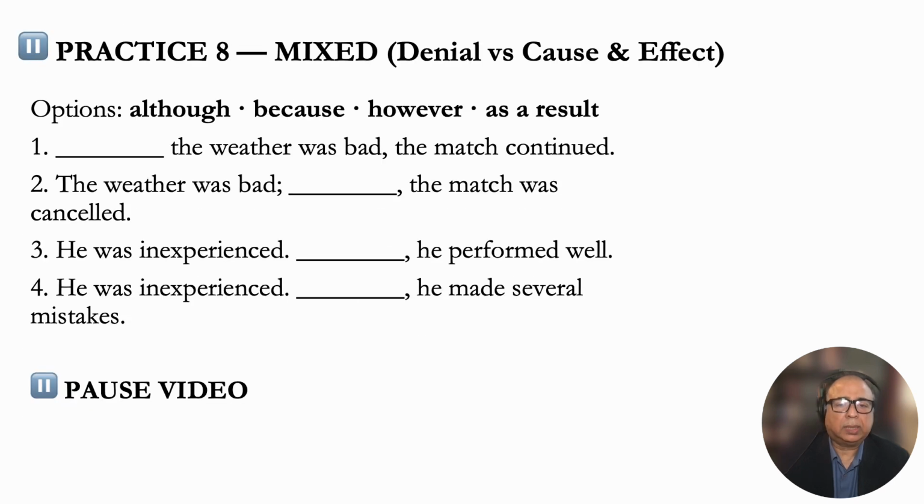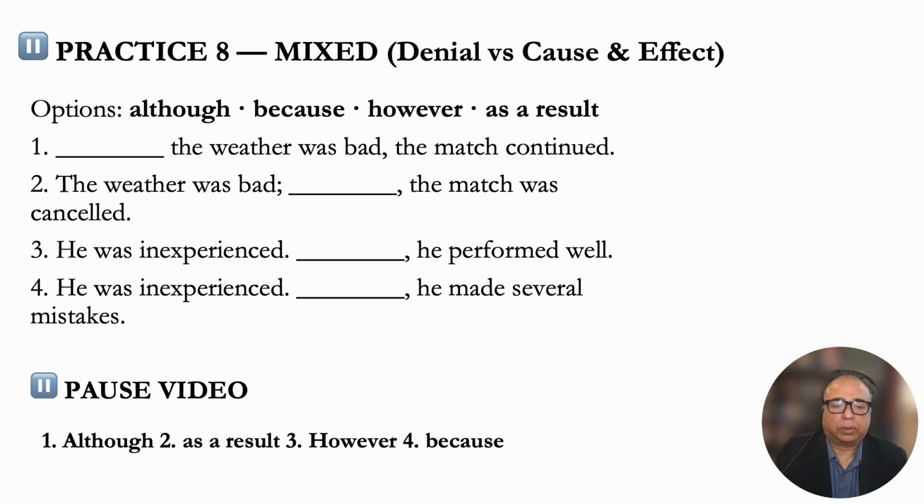Okay. Now we learned denial of expectation and we learned cause and effect. How about using both of them? This is a real test of your knowledge. So your options are although, because, however, as a result. Fill in the blanks, all right? Pause the video now and wait for me to show you the answers. Okay, 1 is although, 2 is as a result, 3 is however, which is a denial of expectation, and number 4 is because.